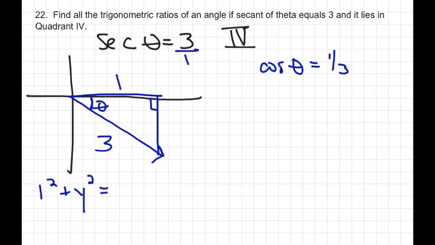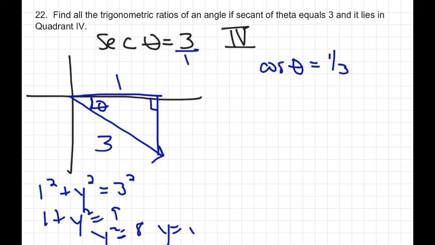I use y because in the formulas we use x, y, and r: x was the value of the triangle along the x-axis, y was the value of the triangle parallel to the y-axis, and r was the radius. So 1 plus y squared is equal to 9, so y squared is equal to 8, so y is equal to the square root of 8, which is also 2 square root of 2. I don't care which one you use. Since this is in quadrant 4, y is negative.